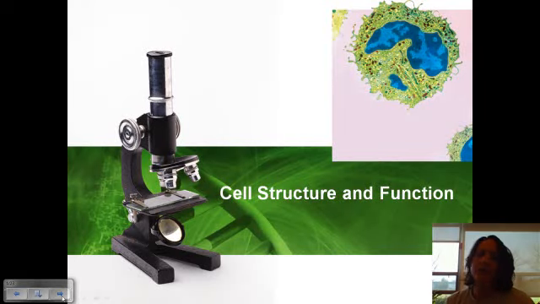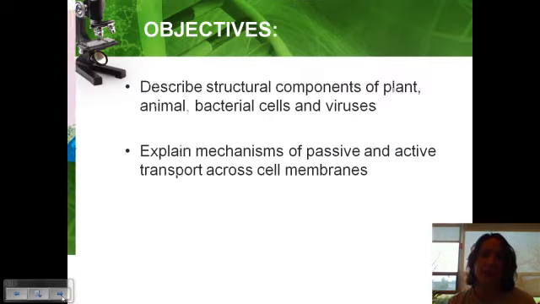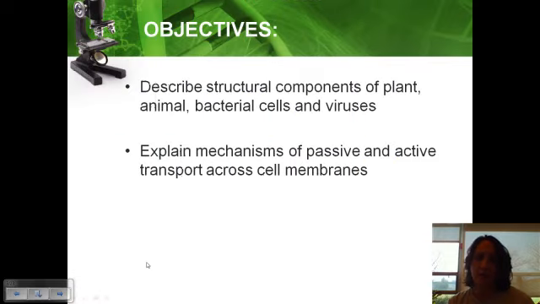The next unit is cell structure and function. So we're finally into cells. The objectives for this unit are to describe the structural components of plant, animal, and bacteria cells, and also the structural components of viruses. And then we will work on explaining mechanisms of passive and active transport across cell membranes. So we're going to start with the first objective, the structural components of plant, animal, and bacteria cells, and viruses.